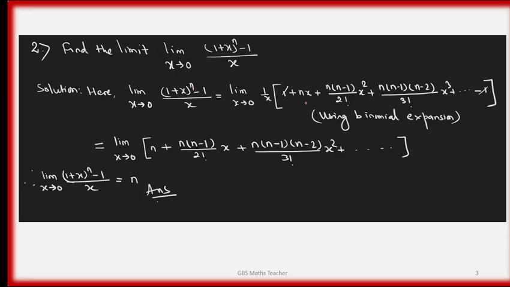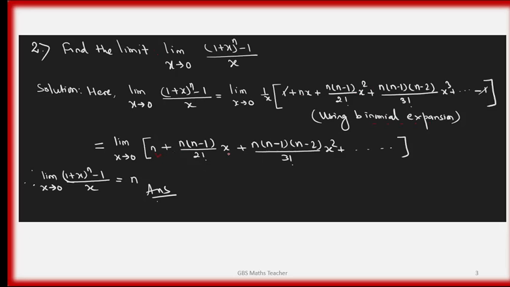The binomial expansion for (1 plus x) to the power n is 1 plus nx plus n(n minus 1) by 2 factorial x square plus n(n minus 1)(n minus 2) by 3 factorial x cube plus so on. And finally this minus 1 is here, 1 and 1 cancel. This is using binomial expansion, I already mentioned that. Then 1 by x times nx, x cancel, we obtain n.